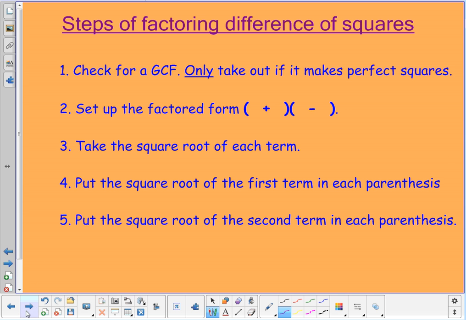So let's talk about the steps for that. Check for a GCF. Only take it out if it makes perfect squares. So if we have a GCF, but we already have perfect squares, you can leave it in. And then we're going to set up this factored form of just these two binomials. We'll take the square root of each term, put the square root of the first term in each parentheses, put the square root of the second term in each parentheses. So there it is.